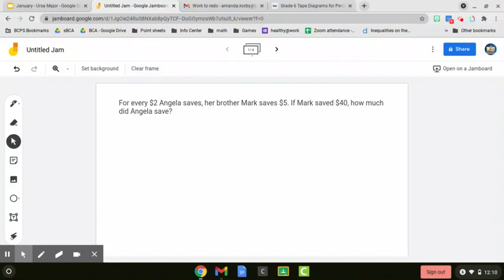Hey everyone, I got some messages with questions about the tape diagrams for ratios and then tape diagrams for percents. So I'm going to do a couple problems to show you how you can use them to solve ratio and percent problems. So, problem number 1. For every $2 Angela saves, her brother Mark saves $5. If Mark saved $40, how much did Angela save?